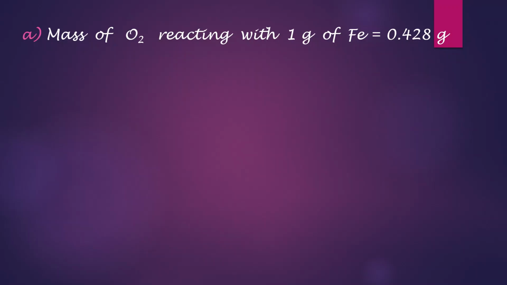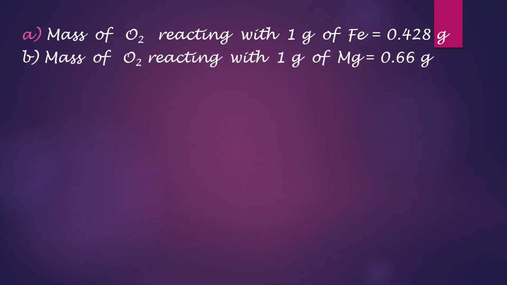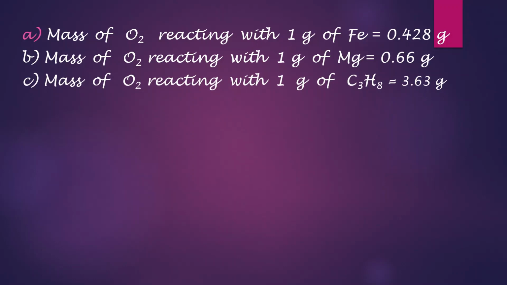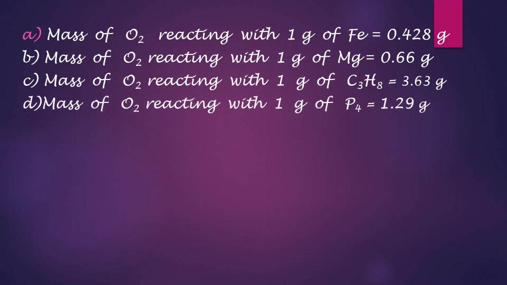In option A, the mass of O2 reacting with 1 gram of Al is equal to 0.428 gram. In option B, the mass of O2 reacting with 1 gram of Mg is equal to 0.66 gram. In option C, the mass of O2 reacting with 1 gram of C3H8 is equal to 3.63 gram. And in option D, the mass of O2 reacting with 1 gram of P4 is equal to 1.29 gram. Now dear friends, you observe that the mass of oxygen reacting with 1 gram of Al is the minimum, that is equal to 0.428.